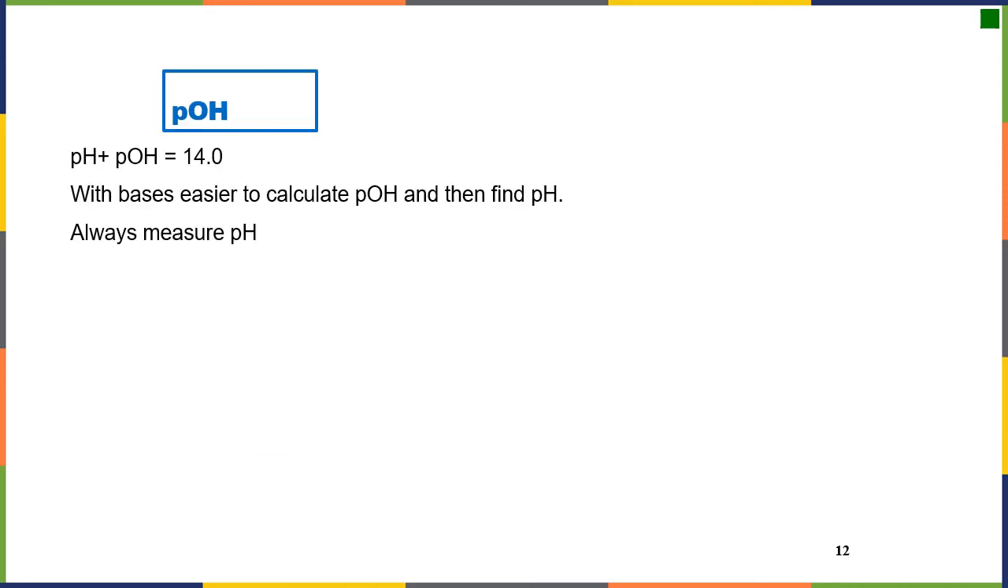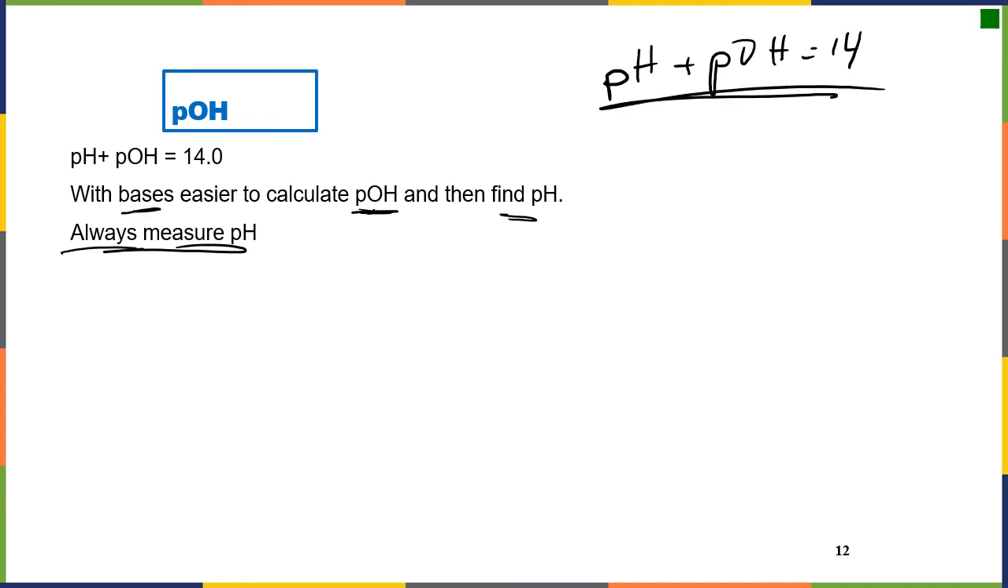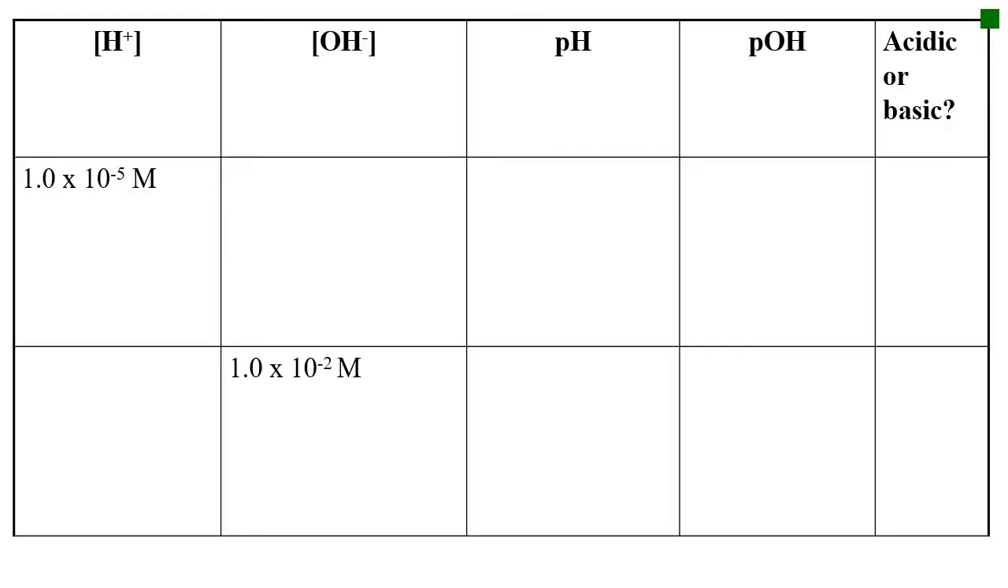Now, when we have acids, it's easy to calculate pH, but with bases, it's going to be easier to calculate pOH and then realize that pH plus pOH is 14. We're always going to measure the pH in lab, but with bases, we're going to start out and calculate the pOH and then use this equation to find the pH. So let's go back to this one and do some more math.